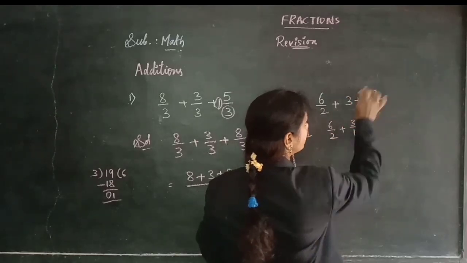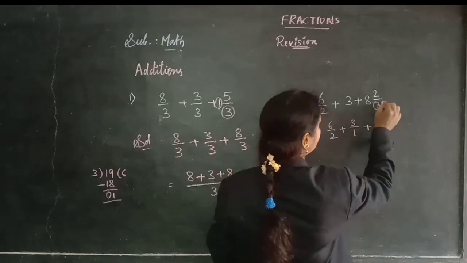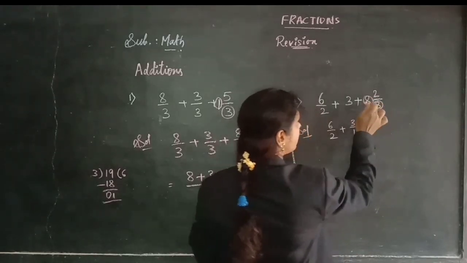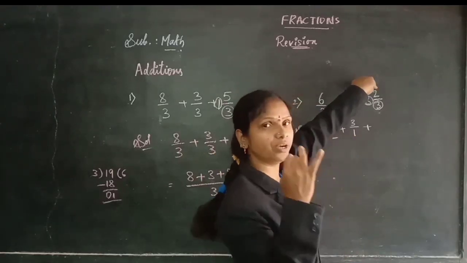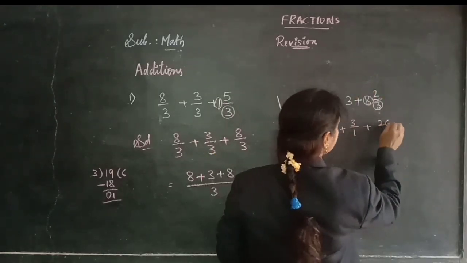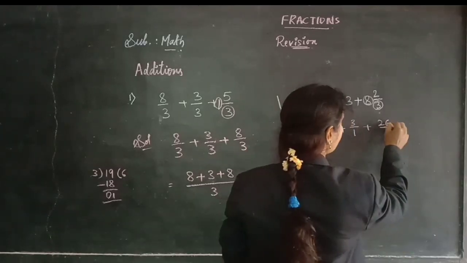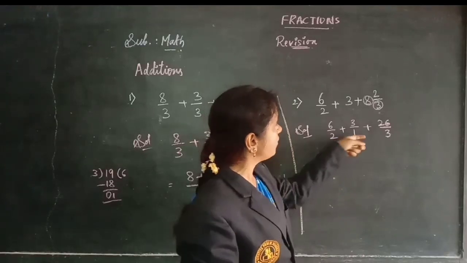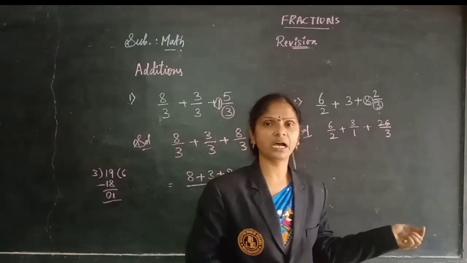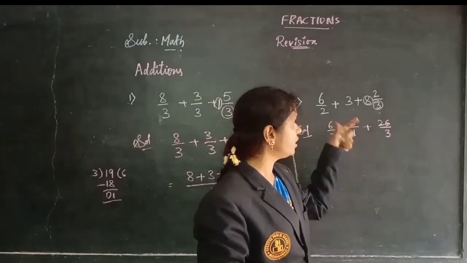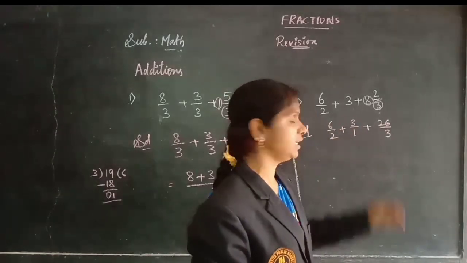Now we will convert this into an improper fraction. How can we convert here? We need to multiply this. 3 eights are 24. 24 and plus 2, 25, 26, children. So 26 by 3. Yes, 26 by 3. Now the given fractions are unlike fractions, children. So unlike fractions we can't add directly. First you convert the unlike into like fractions by doing the LCM of the denominators.